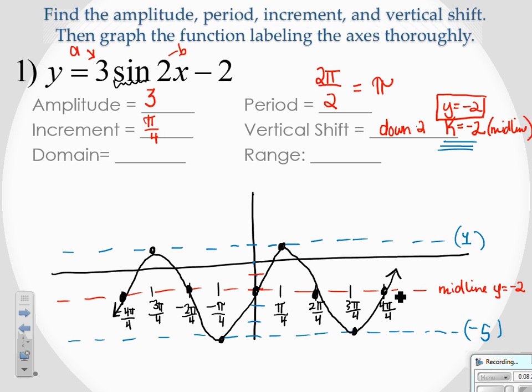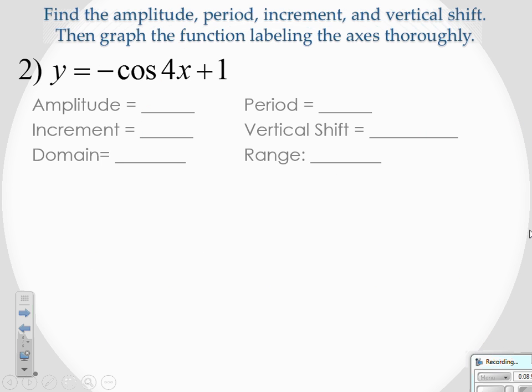Arrows on both sides. Domain, x such that x equals all reals, just like always. And now our range, we have to look at these blue lines, okay? So whatever color you're using, just make sure you're looking at your high and your low. So it would be y is less than or equal to 1, but greater than or equal to -5 because it's between 1 and -5. All right, let's try one more.